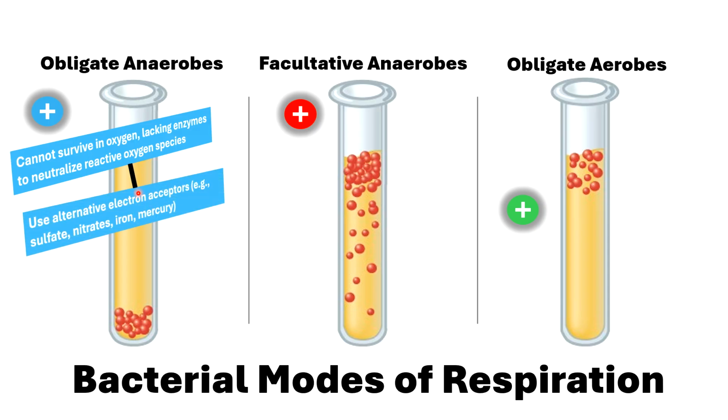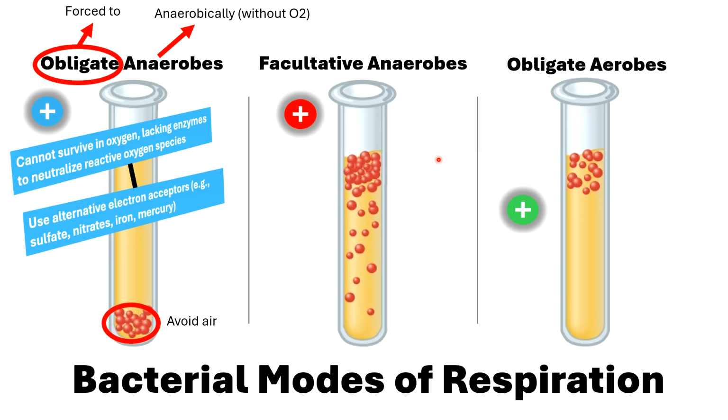Because they can't neutralize these reactive oxygen species, they're going to use alternative electron acceptors such as sulfate, nitrates, iron, or mercury. To put this simply, they are obligated to respire anaerobically, without oxygen, because they cannot neutralize reactive oxygen species. That's why they avoid air, because the air has oxygen.